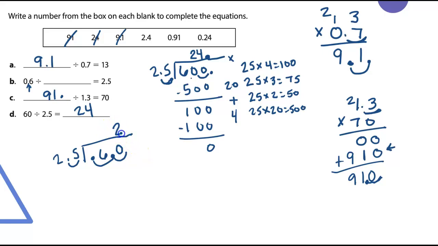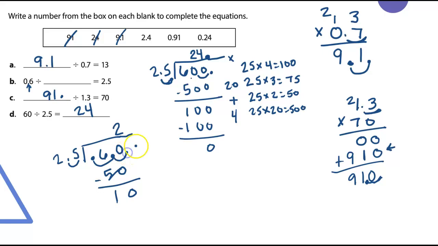So I'm going to write that 2 above that 60. And then I'm going to subtract. 0 minus 0 is 0. 6 minus 5 is 1. So now I've got 10. But I'm going to have to add another 0.